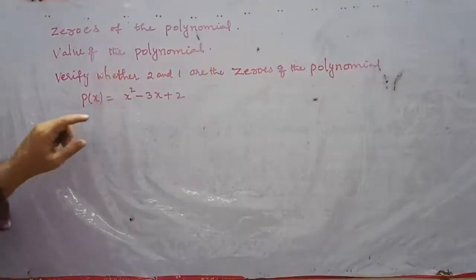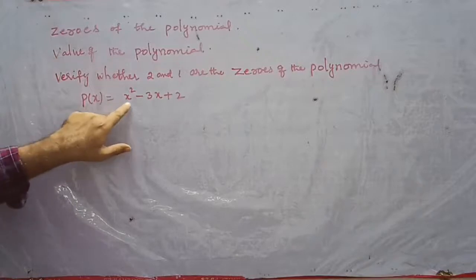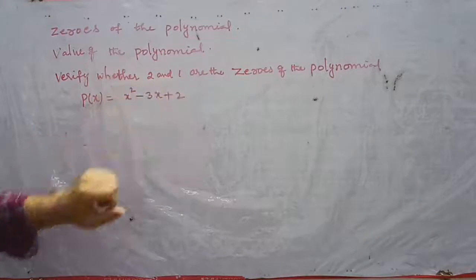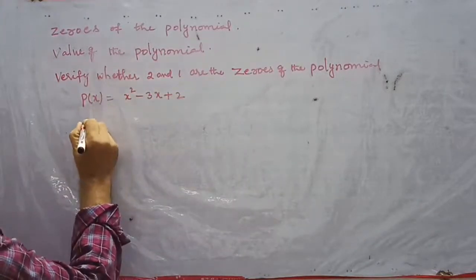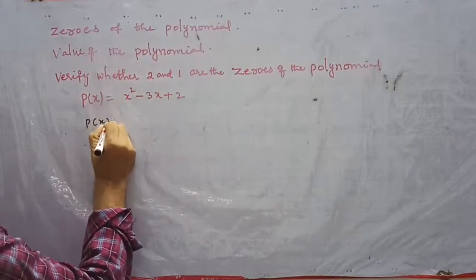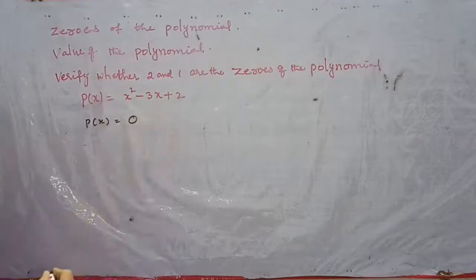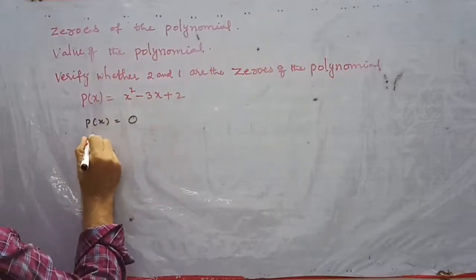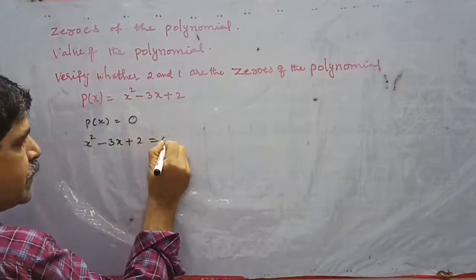The alternative method to get the zeros of the given polynomial p of x is equal to x square minus 3x plus 2 is, let the given polynomial p of x be equal to 0. That means we have to equate the given polynomial to 0. So p of x is equal to 0, and p of x is x square minus 3x plus 2, so that is equal to 0.